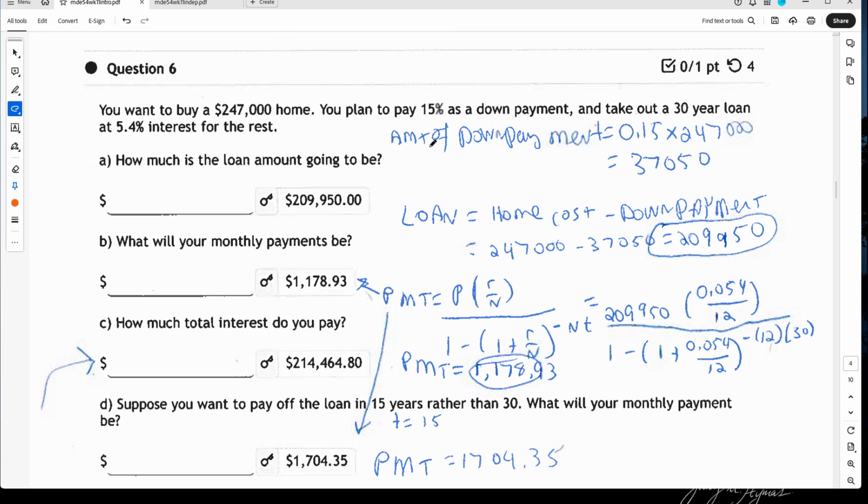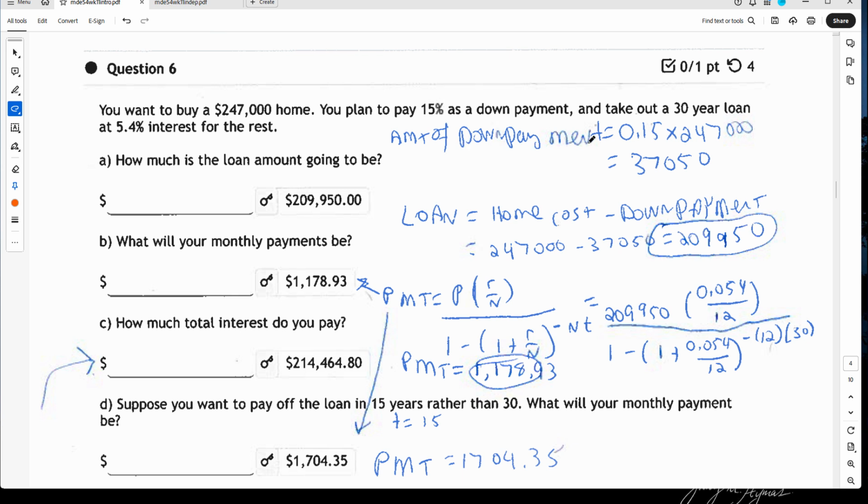Number 6, you want to buy a $247,000 home. You plan to pay 15% as a down payment and take out a 30-year loan at 5.4% interest for the rest. How much is the loan amount going to be? You got to figure that part out there. So assuming that you have the 15%, you have to find that.